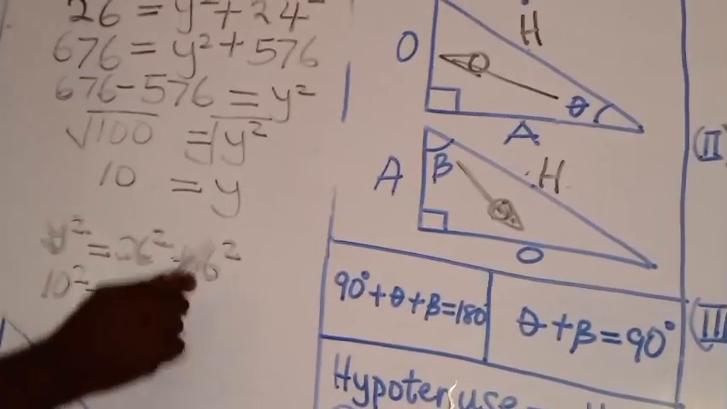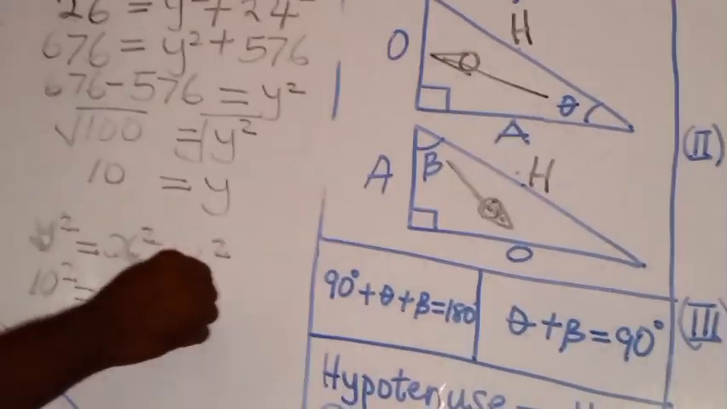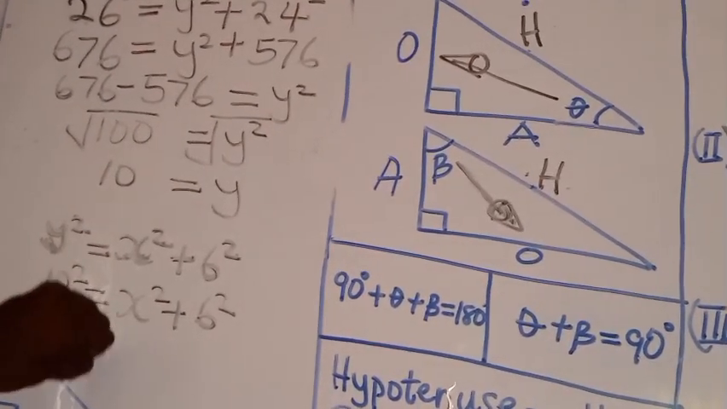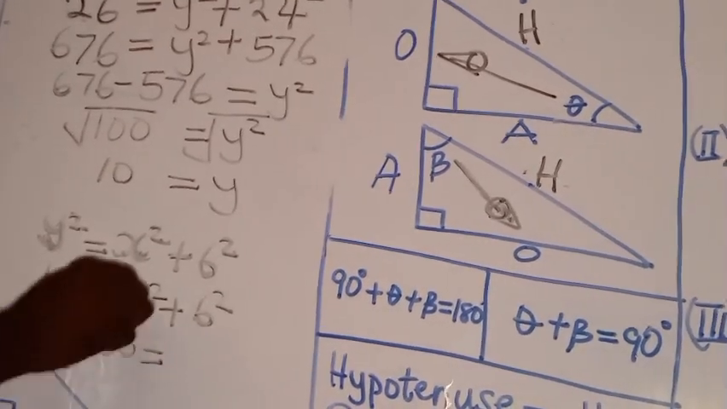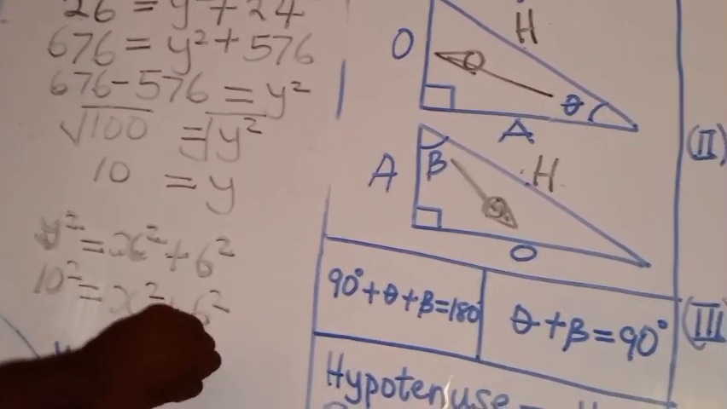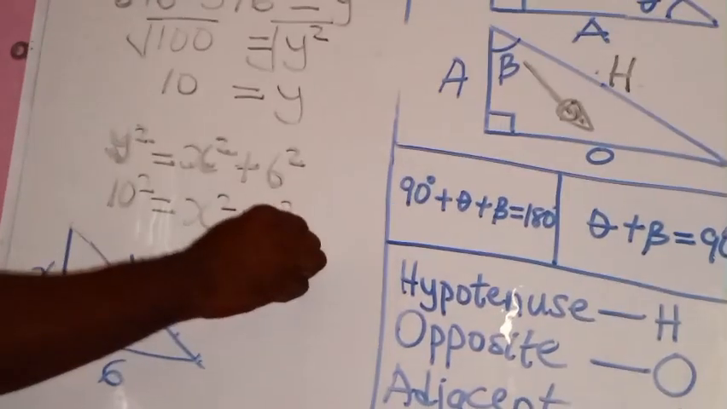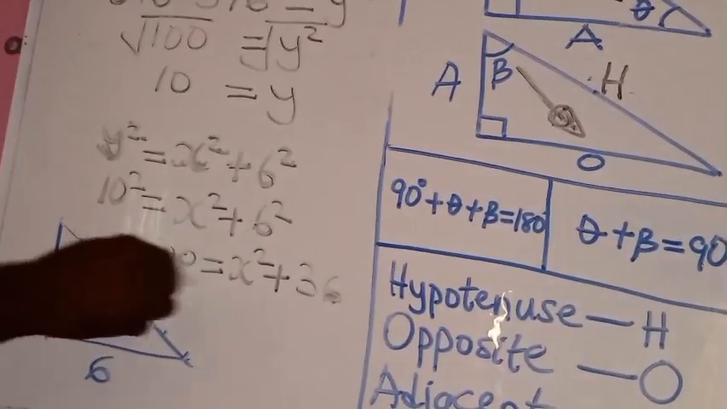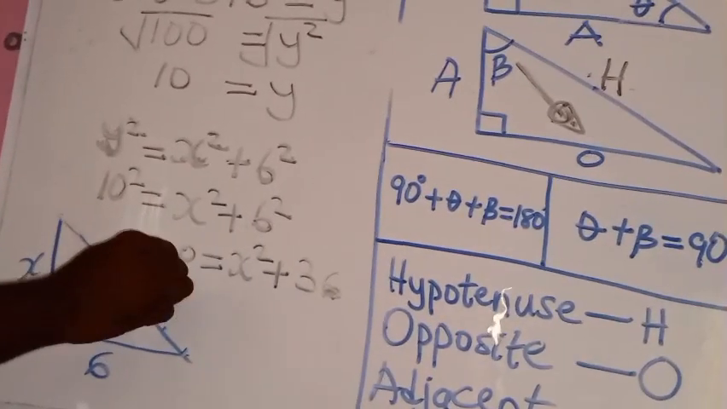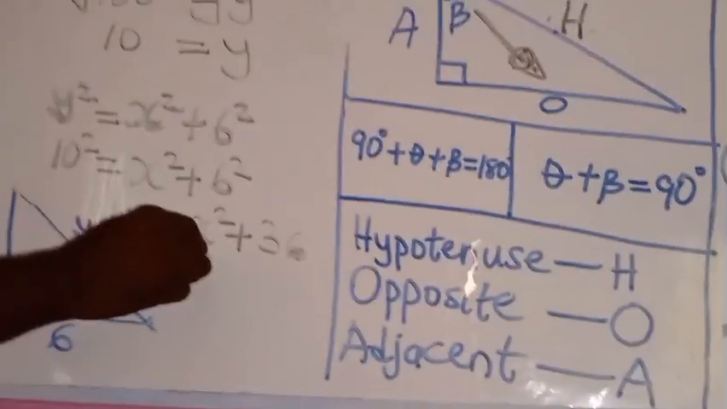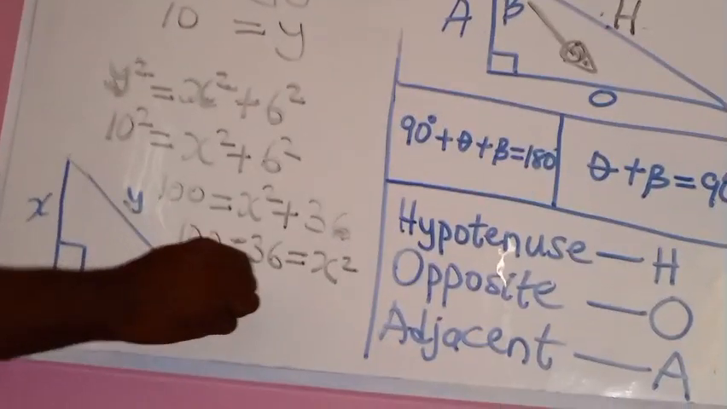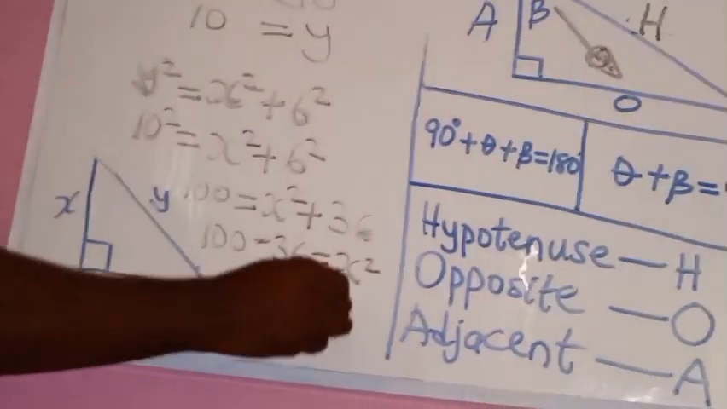Okay, let me just put it there first. Equals 6 squared. Okay? Now, 10 squared means 10 times 10, that is 100, equals x squared plus 6 times 6, which is 36. So take this to the other side. We have 100 minus 36 gives us x squared. 100 minus 36 gives us 64 equals x squared.